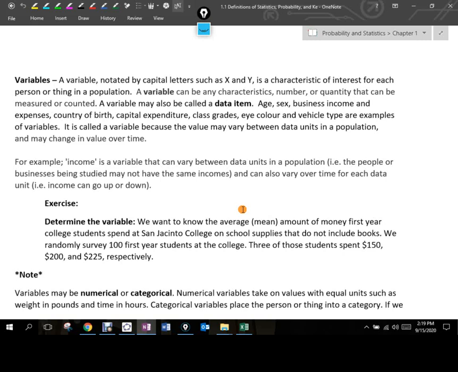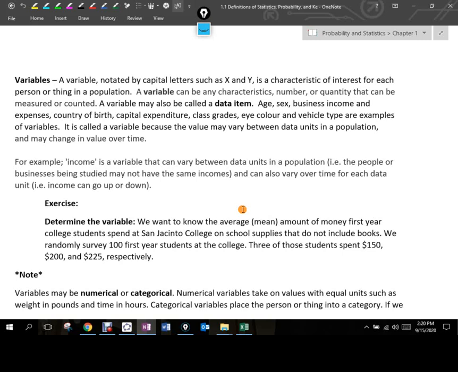If you're dieting, okay, that would be a variable. We call those confounding variables. They could mess with what we are trying to study, okay, the effectiveness of the drug. So when we are actually the researcher, we are going to try our best to mitigate all these confounding variables, but isolate a particular variable that we're trying to study, okay? But it says a variable, which we're going to denote with a capital letter, usually X or Y. It's a characteristic of interest for each person or thing in a population.